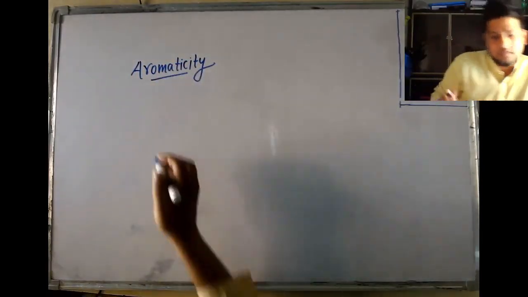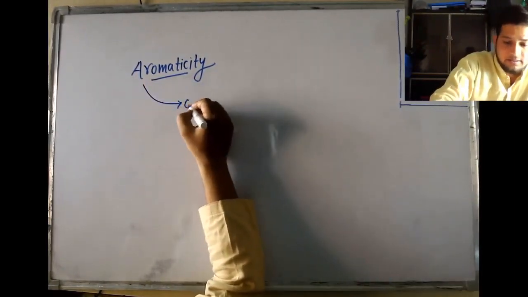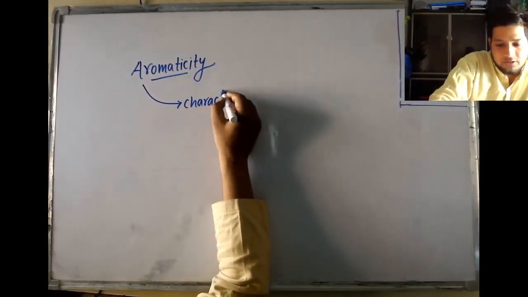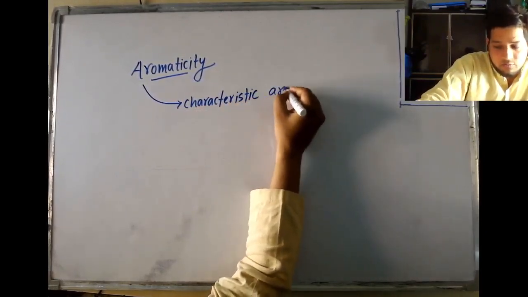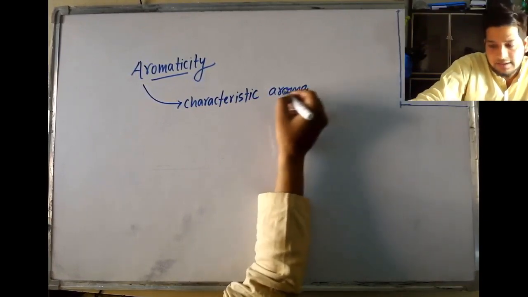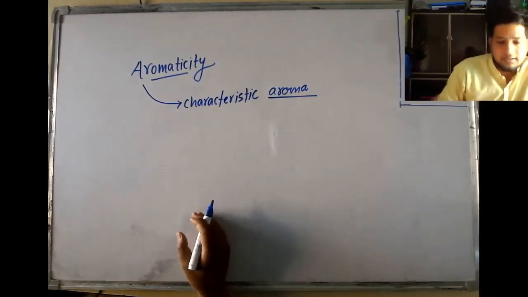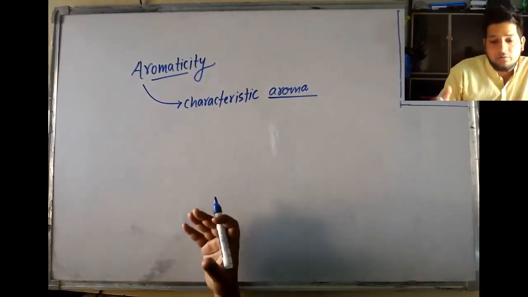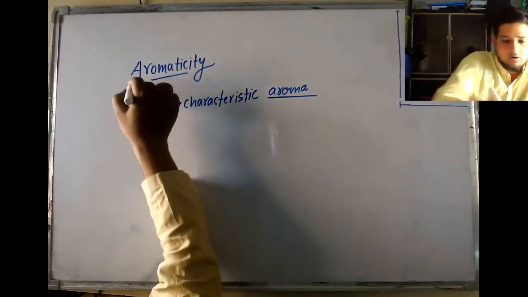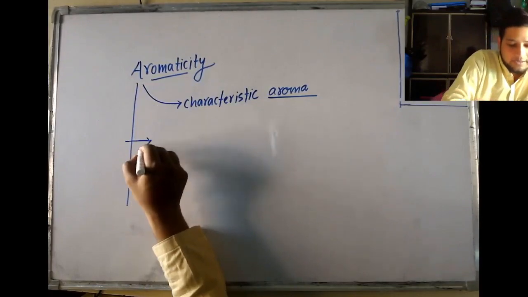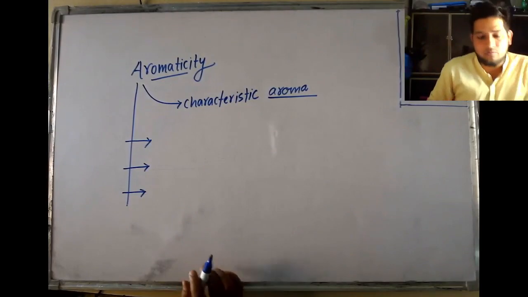So aromaticity, basically any compound that has a characteristic smell, a characteristic aroma, can be aromatic. But as far as our exam is concerned, we don't have the molecule on a practical level, so we have to decide it on pen and paper. In order to decide whether a compound is aromatic or not, we have to look for certain criteria. Now, what are these criteria?